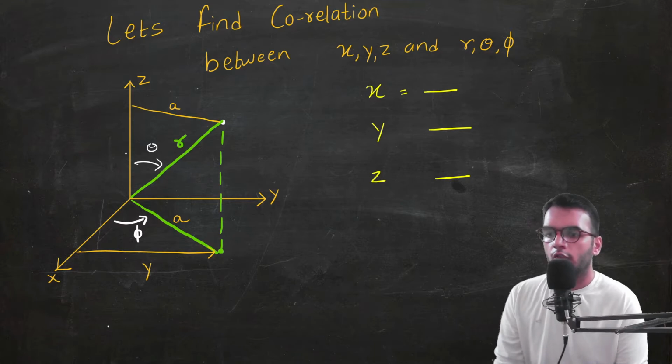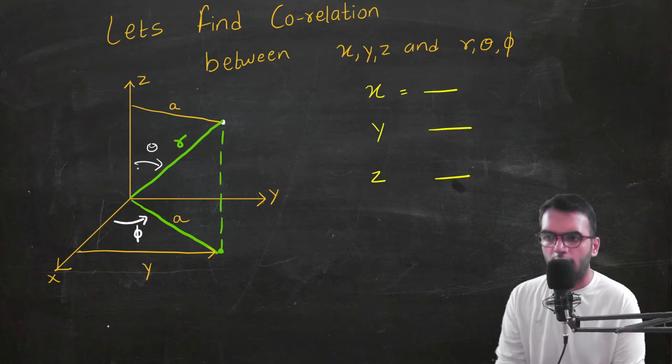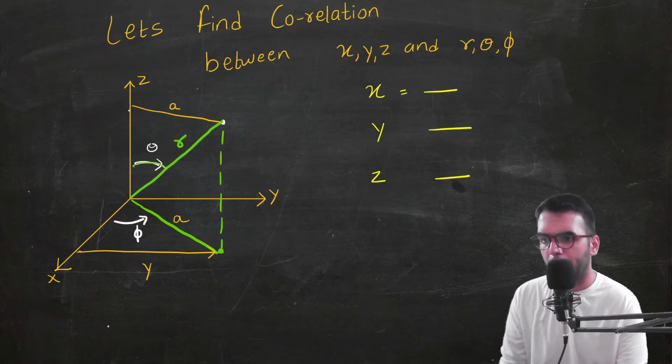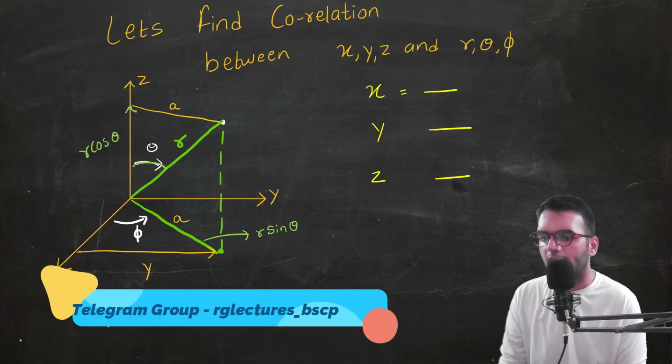Okay. So what is this line here? Let us read this line. Let us consider this triangle. If this is theta, how can I split the r? R can be split up into two components. One component will be r cos of theta, right? And this component here will be r sin of theta. Can you agree to this?